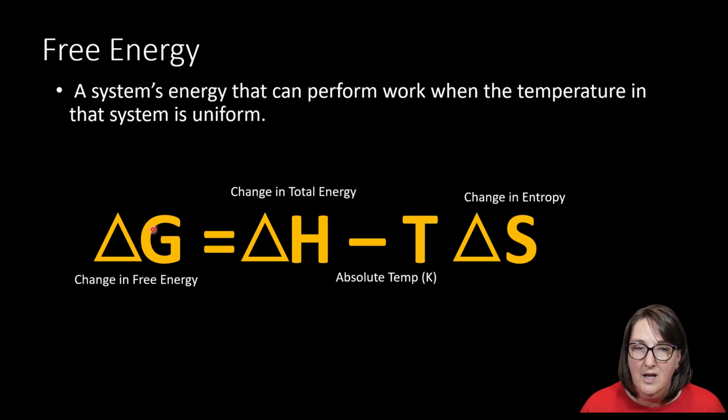Delta means a change, and we call it Gibbs. There is a scientist named Gibbs that came up with this idea. So we call it delta G or delta Gibbs. This is going to be a change in free energy. This H is total energy, and so this is the change in total energy. This T is absolute temperature, which has to be in kelvins, and this is a change in entropy. S is entropy. This is the change in chaos.